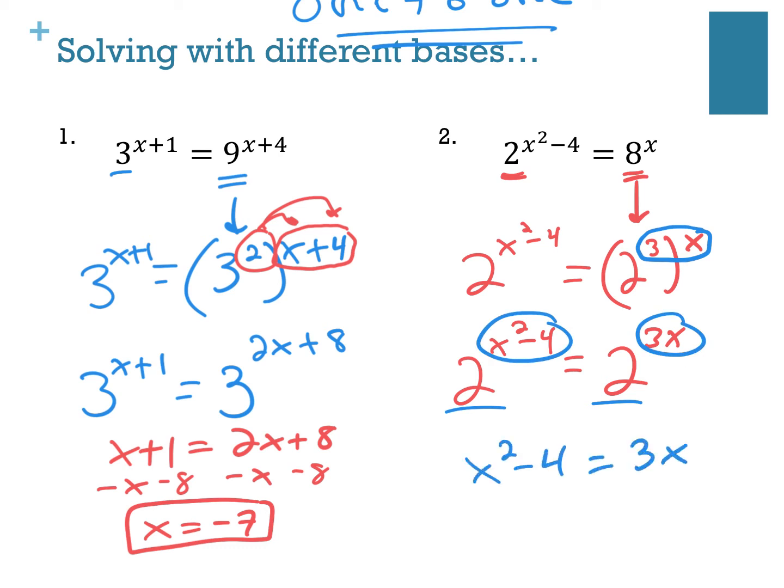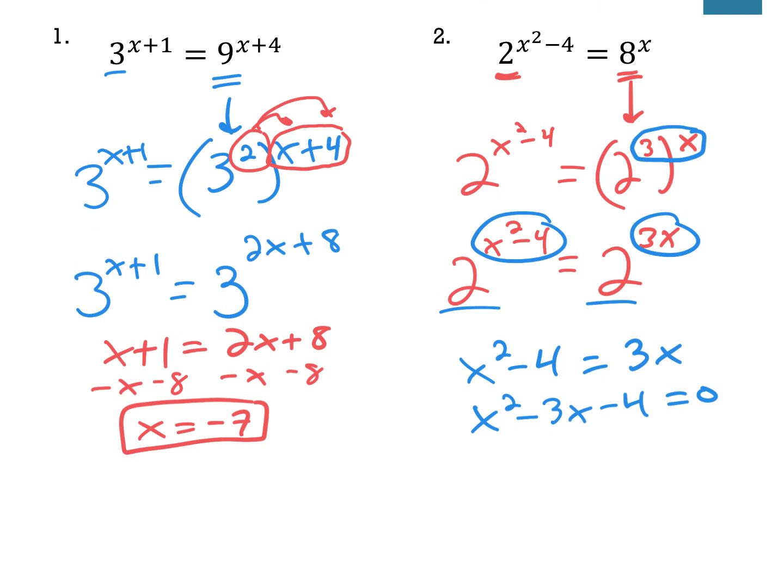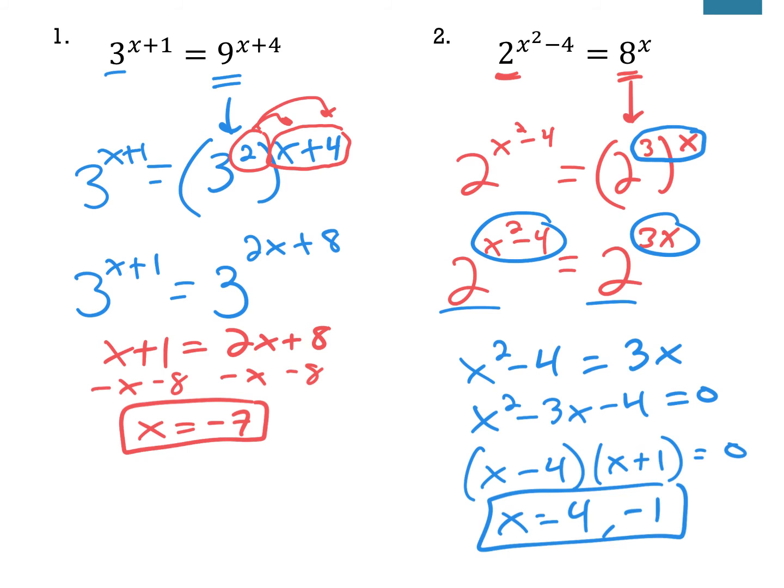and solve for x. Notice here we have a quadratic equation. So to solve for x, I would want to get everything equal to 0, so subtracting that 3x over. And then I think that's factorable. In fact, that factors into x minus 4, x plus 1. So then my two solutions would be positive 4 and negative 1.